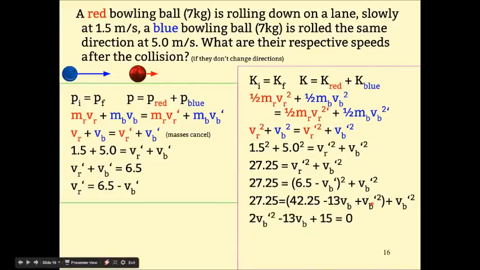So this is 2 VB squares. The minus 13 VB stays because I'm bringing this over. I subtract 27.25 from 42.25, and I get 13 VB. Okay, now we solve this equation. You can go ahead and pause the video and solve that equation and see what you get.